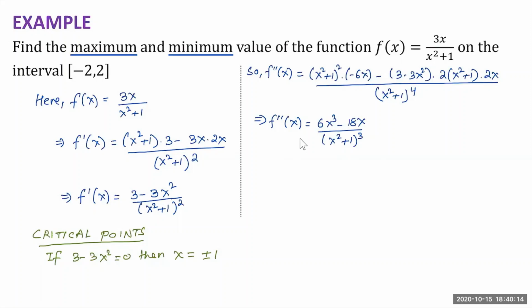So when x equal to positive 1, the value of the second derivative at 1 is equal to, if you plug in 1, 6 times 1 cubed minus 18 times 1. So that will be 6 minus 18, which is negative 12. Negative 12 over, in the denominator, 1 squared is 1, 1 plus 1 is 2, 2 cubed is 8. So we get a negative value. Meaning of that is the function is maximum when x equal to 1.